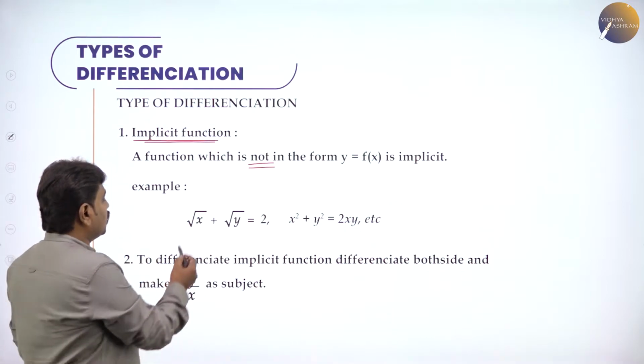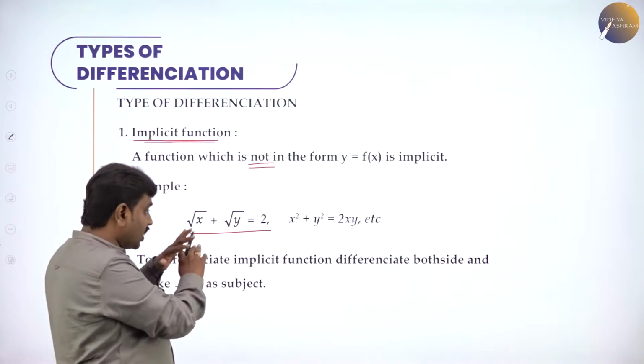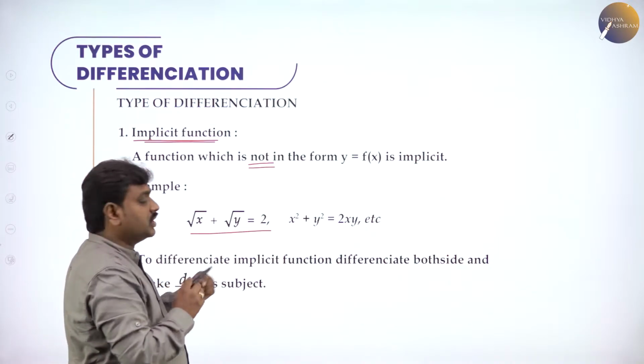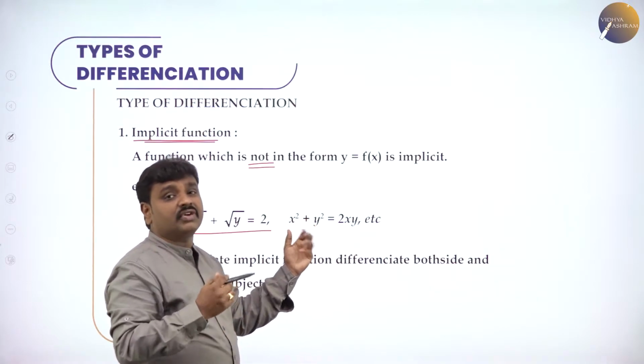For example, root x plus root y equal to 5. Here y is equal to f of x form is not there. Therefore, this is implicit. x square plus y square is equal to 2xy. Here also it is not in the form y is equal to f of x.